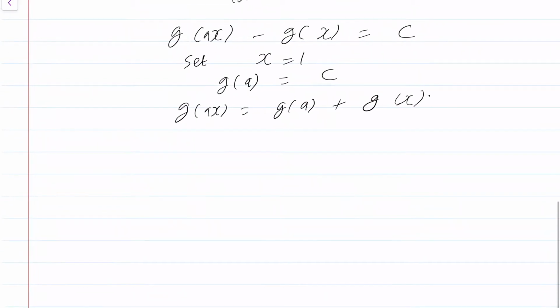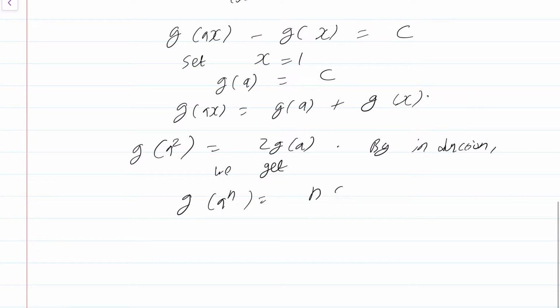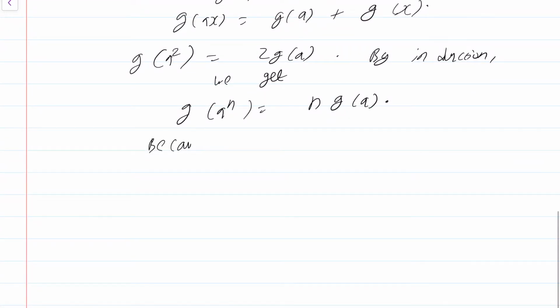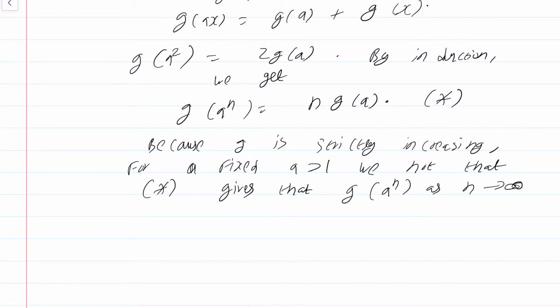Okay, now again we can just consider g of a squared and we will get 2g of a. And similarly by induction we get g of a power n is equal to n times g of a. Okay, now because g is strictly increasing, remember I wrote that back, for a fixed a greater than 1, we note that star gives that g of a power n as n goes to infinity diverges to infinity, right?